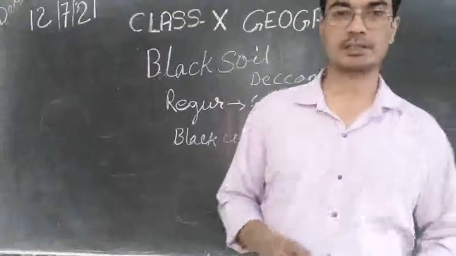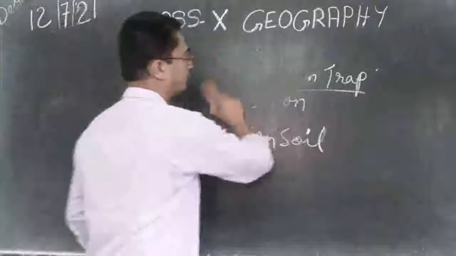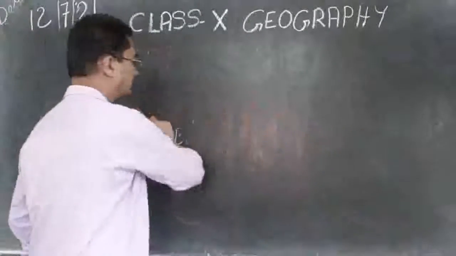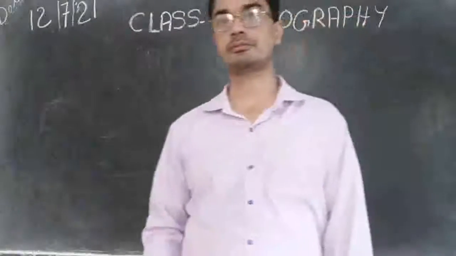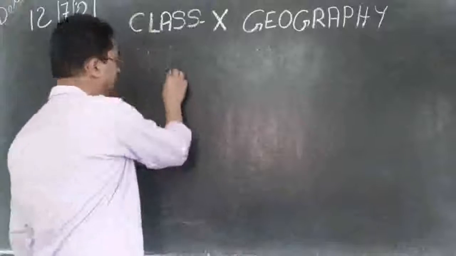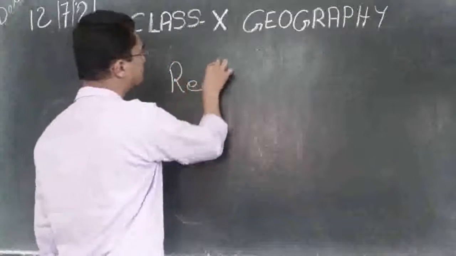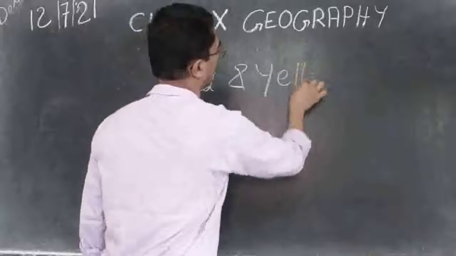Now let's come to another type of soil. So black soil is over. Now let us study about red and yellow soils. Red and yellow.